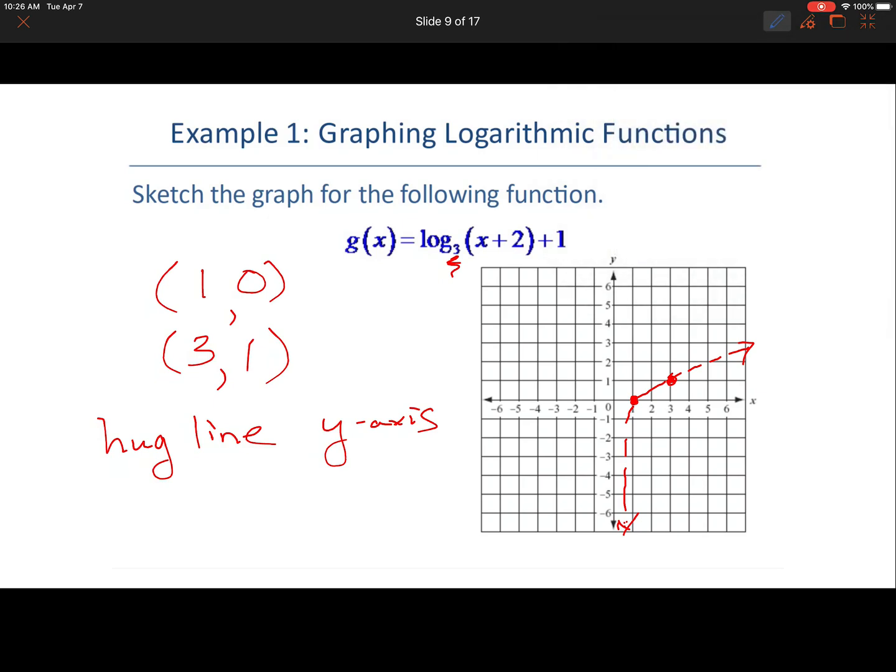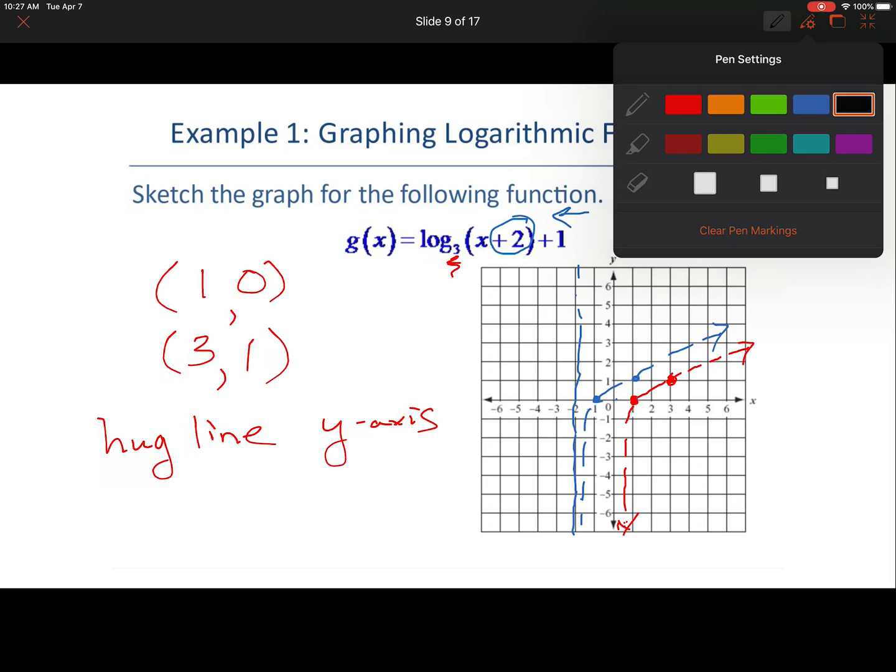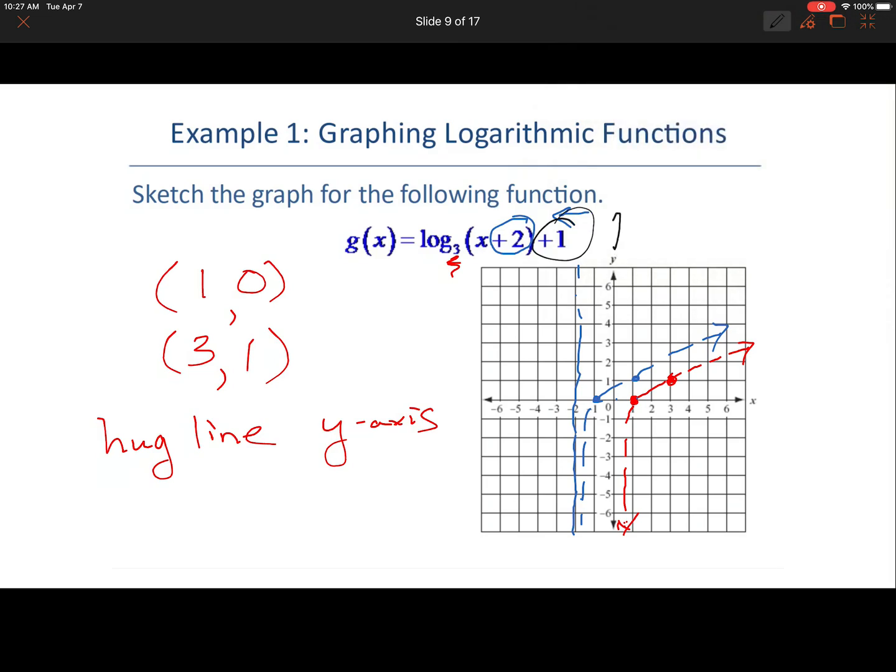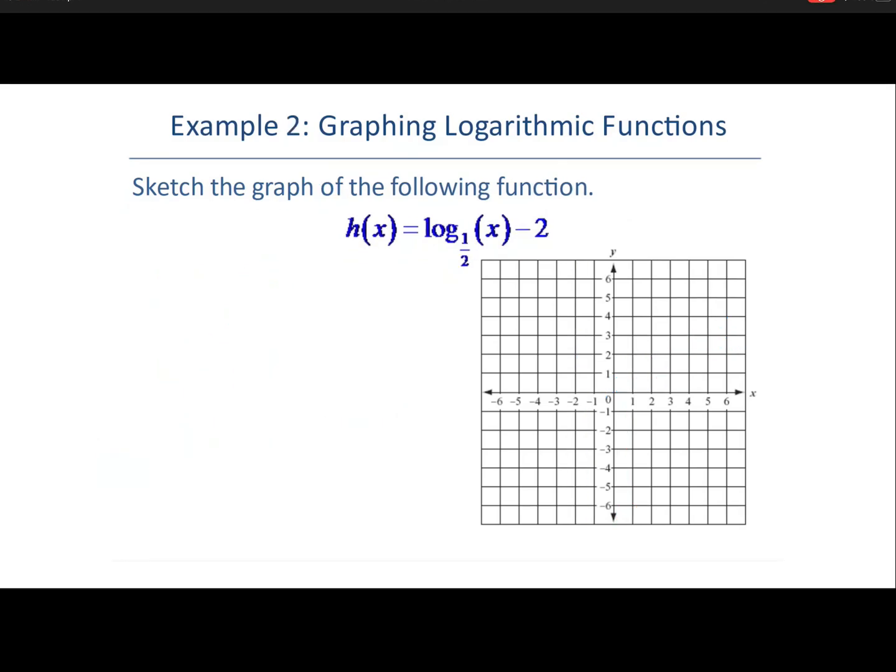Now we look for any type of transformation, and we always start with a horizontal shift. In this case, what we're doing is we're going to the left 2. So I take my dots 1, 0 to -1, 0, and my hug line, which is now at -2. And now my graph ends up being right here in blue. And then the last thing we've got to do is go ahead and graph the final solution for this one, and that's a vertical shift up 1. So my hug line doesn't change. It stays at -2, but I do move my dots up 1, and then I hug, and then I've got my growth. So what's in black is my final solution for this one.